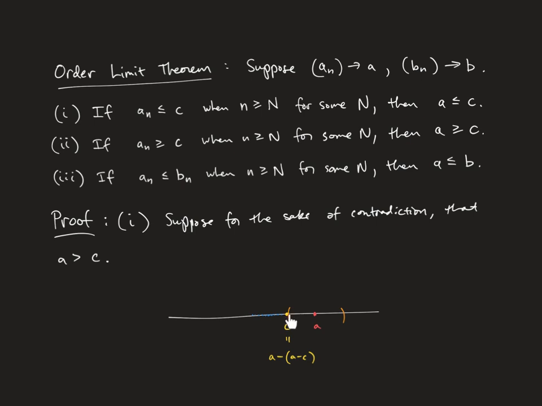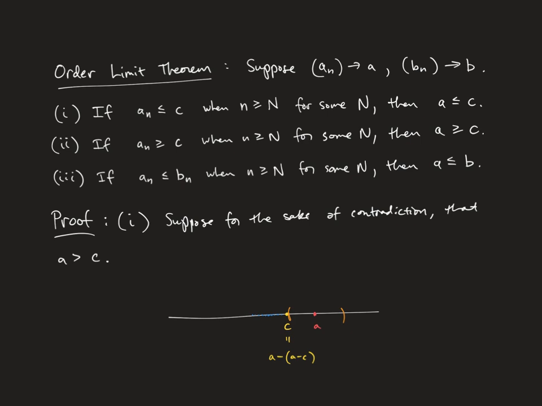So this epsilon here is A minus C. That's extending out from A, right? And that makes sense. A minus C is bigger than 0 given our assumption here. So we're essentially going to take our epsilon equal to A minus C and see that we get a contradiction out of that.